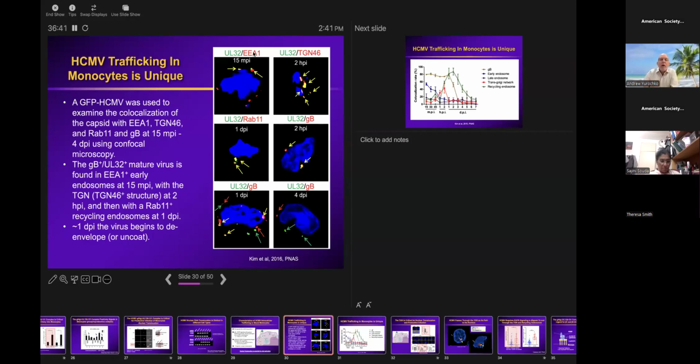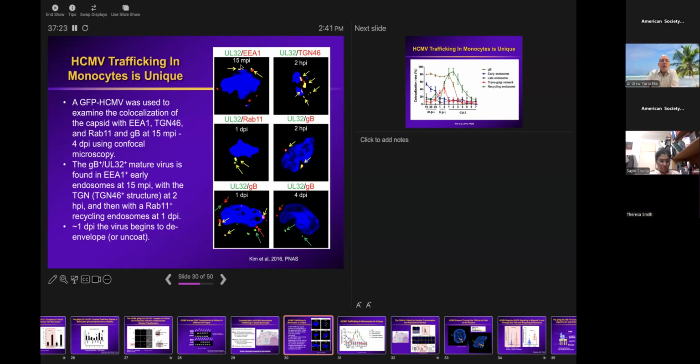And then we can look at cellular markers: early endosomes, a marker of trans-Golgi, a marker of recycling endosomes. I'm only showing you 3 here. We looked at all the other possible vesicular pathways into different vesicles within a cell. These are the 3 that are important. We also looked at other glycoproteins, or something equivalent on the outside of the envelope, so we could traffic the whole virus, and then see when the virus de-envelops. And we did this from 15 minutes to 4 days. The color of the arrow represents what's occurring. So yellow is co-localization between the green and the red.